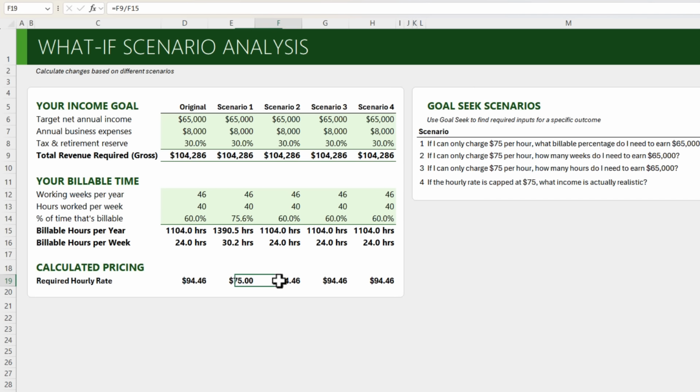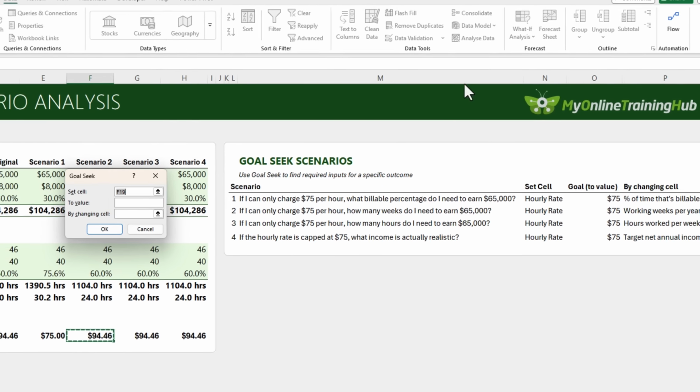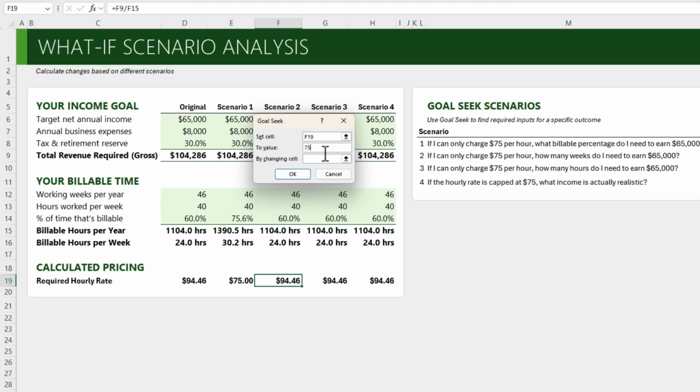So let's try a different variable. Again, I'll select my required hourly rate as my set cell, and that just populates it in the GoalSeek dialog box. We're setting it to a value of 75 by changing the working weeks per year. Click OK, and this gives us 58 working weeks, which is obviously not possible because there's only 52 weeks in a year. And even 52 working weeks wouldn't be realistic because that leaves no time for holidays, sick leave, public holidays, etc.